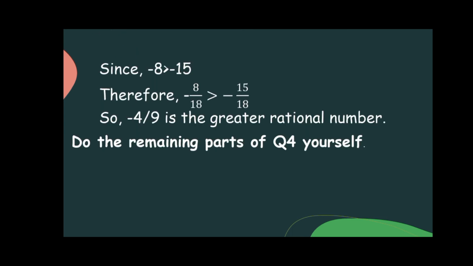Since both the denominators are same, we can compare the numerators now. First numerator is minus 8, second numerator is minus 15, and minus 8 is greater than minus 15. Therefore, the fraction minus 8 by 18 is greater than minus 15 by 18. So, now look at the original actual fractions. So, minus 4 by 9 is the greater rational number. Okay. Now do the remaining parts of question number 4 yourself.